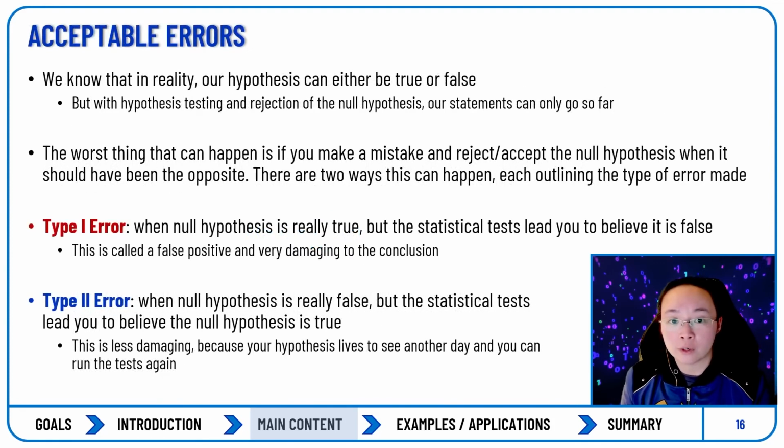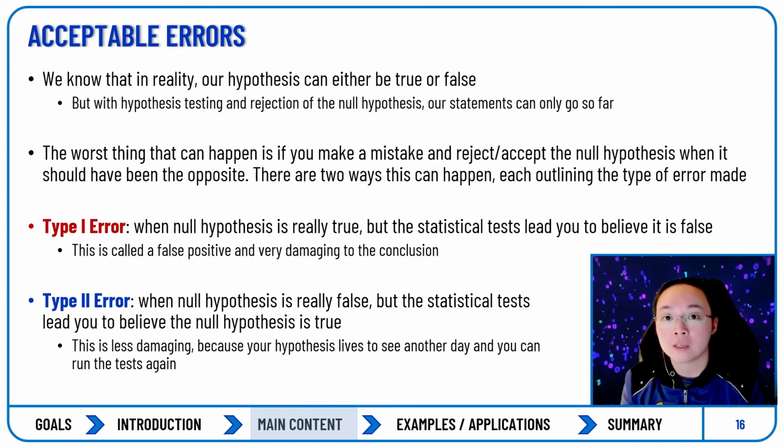So acceptable errors are something else we have to take a look at when we're doing hypothesis testing. We know that in reality, our hypothesis can either be true or false. So with our hypothesis testing and strategy of rejection, our statements can only go so far. Sometimes we do make mistakes. The worst thing that can happen is you accidentally say something is true when it's actually not, and vice versa. So we're going to outline 2 different types of error.